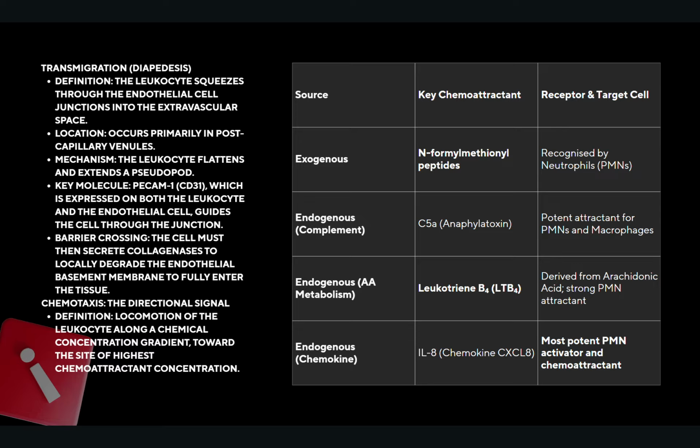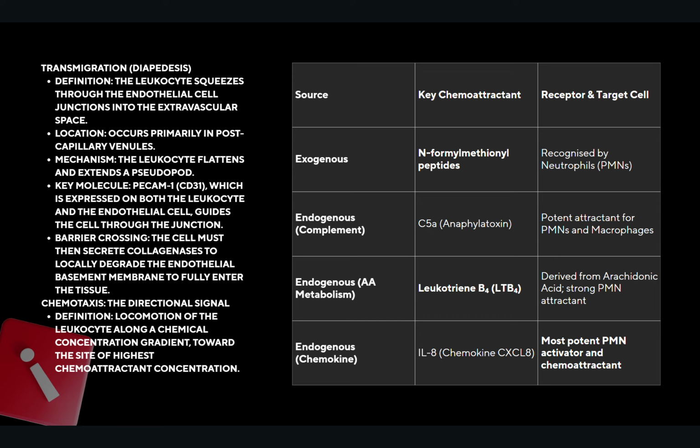PECAM-1, CD31, which is expressed on both the leukocyte and endothelial cells and helps the cell navigate through the intercellular junction. Final barrier: upon exiting the endothelium, the leukocyte must temporarily secrete collagenases to locally digest the underlying basement membrane to gain access to the tissue.